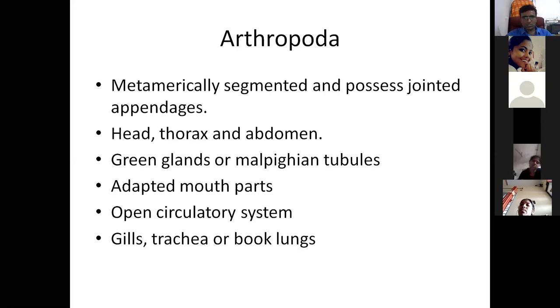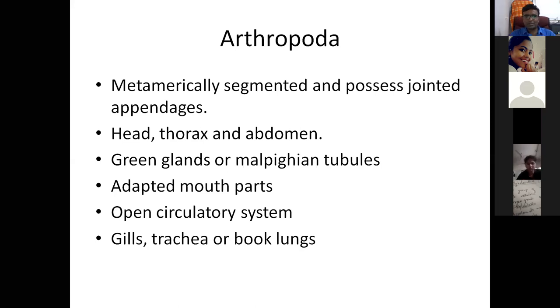So which is the largest class under phylum Arthropoda? Perfect. So it is the class Insecta. Metameric segmentation we have already seen in case of annelids. It has been well advanced in the arthropod phylum. From arthropods onwards, in the second semester, we are going to discuss; the first semester was invertebrates part one. For the first time, there is clear-cut formation of head, thorax, and abdomen in the arthropods.